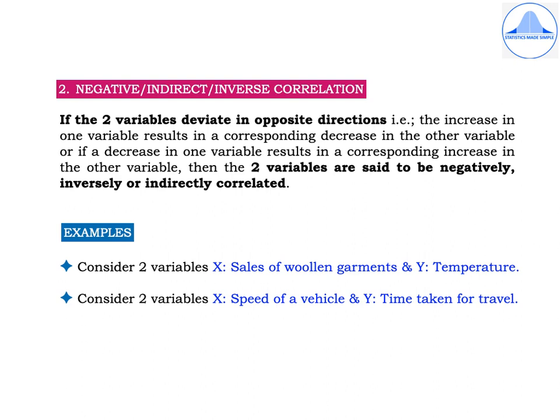First example, consider two variables. X denotes sales of woolen garments and Y denotes temperature. Second example, consider two variables. X denotes speed of a vehicle and Y denotes time taken for travel.